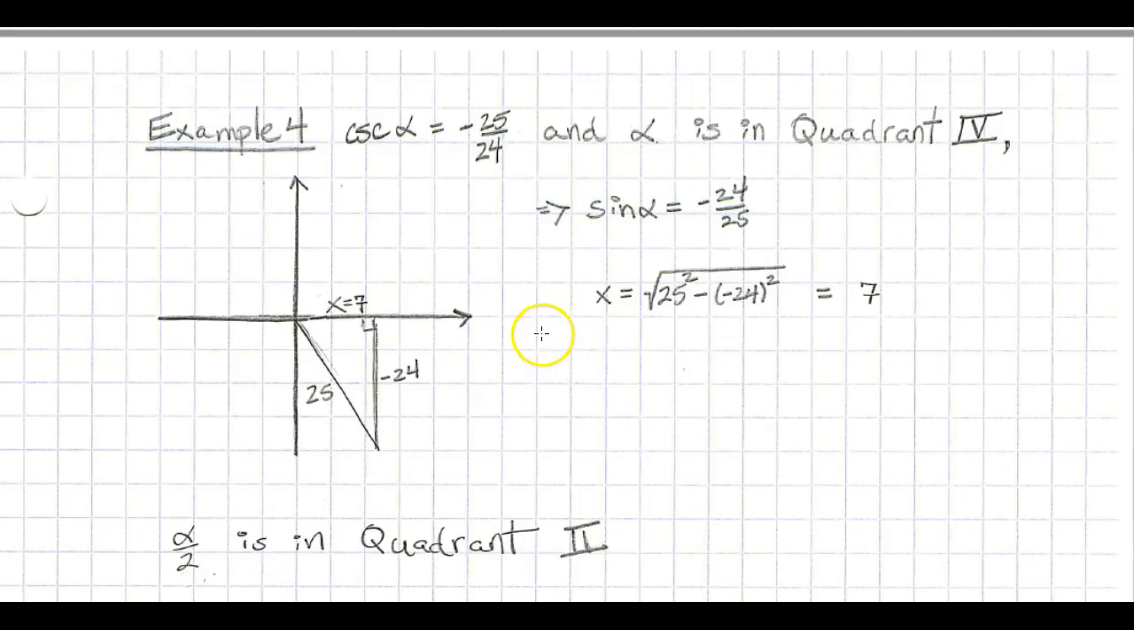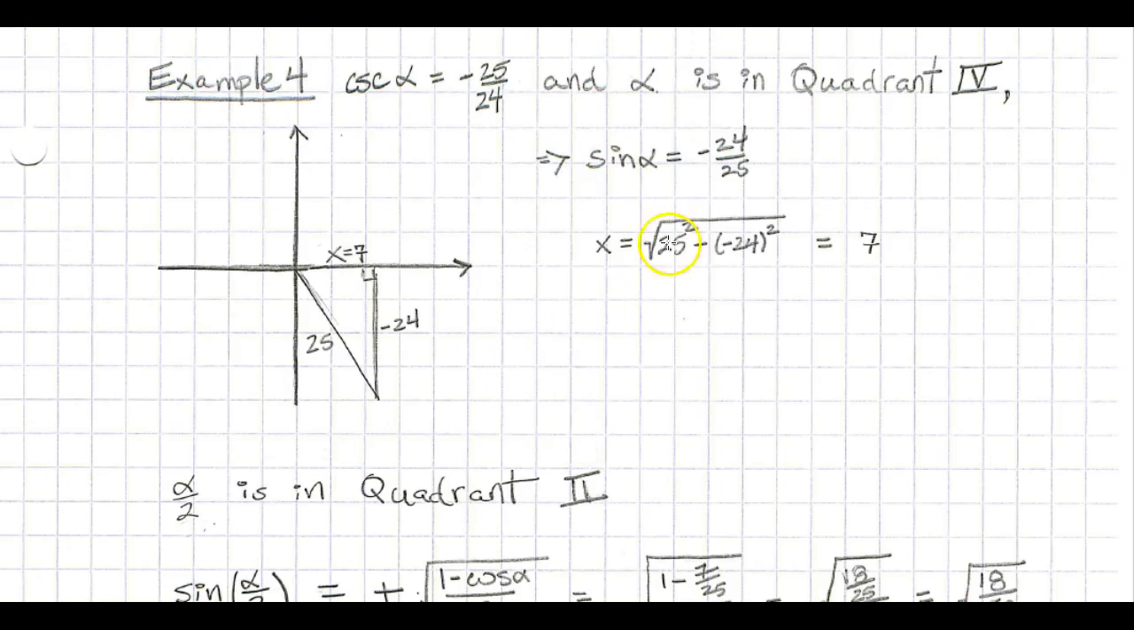Okay, example 4. We're told that the cosecant of alpha is minus 25 over 24. Cosecant, remember, is 1 over the sine of alpha, so the sine of alpha would be minus 24 over 25. And alpha is in quadrant 4, so alpha would be over here, all the way this guy. Okay. So if alpha is in quadrant 4, that means alpha over 2 is in quadrant 2, right? If I'm over here, then half of that would be over here.